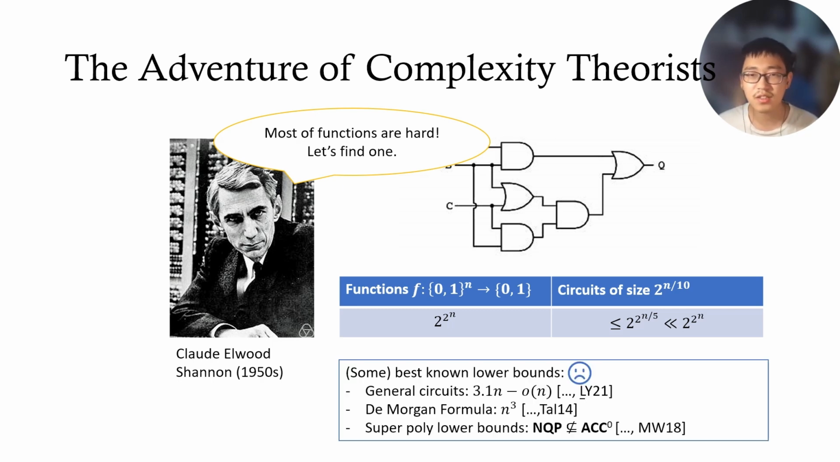However, the best known lower bounds are really poor. For example, against general circuits, we only know a slightly non-trivial lower bound, which is 3.1n minus little o(n). And against De Morgan formulas, we know a cubic lower bound, but it's only a polynomial lower bound. For superpolynomial lower bounds, we only know the NQP lower bound against ACC0 circuits, which are still constant depth circuits. So our knowledge of lower bounds is really poor.